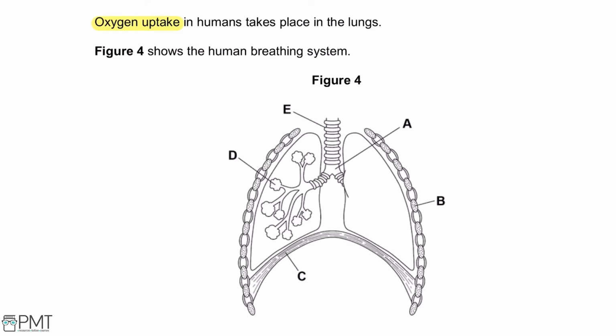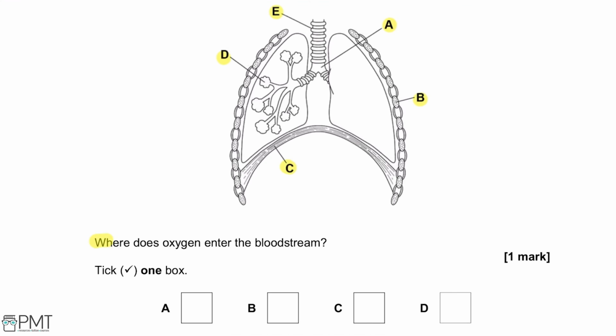Oxygen uptake in humans takes place in the lungs. Figure 4 shows the human breathing system. So here's figure 4, and then we have a diagram labelled A through to E. Where does oxygen enter the bloodstream?